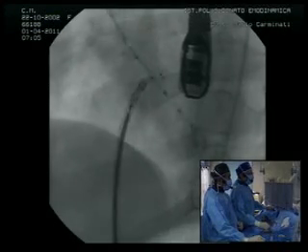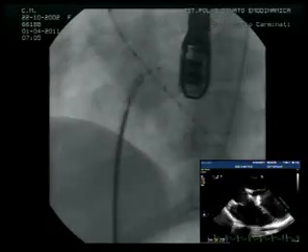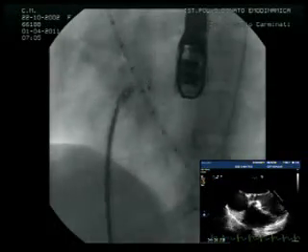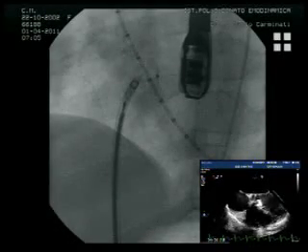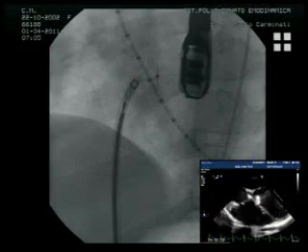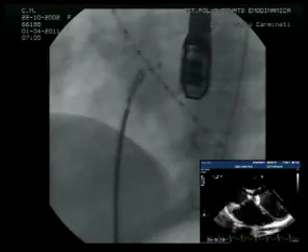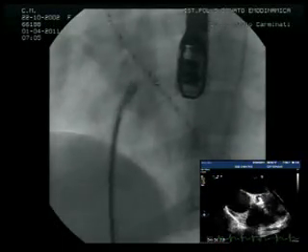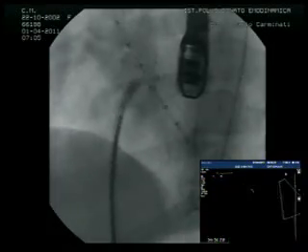Can we just see echo now because we see you instead? Oh, no, you don't need to see us at all. Stay with fluoro and echo all the time, okay? You want to see the echo large? No, we're okay now. We just didn't want to see you. That's okay. We appreciate that.